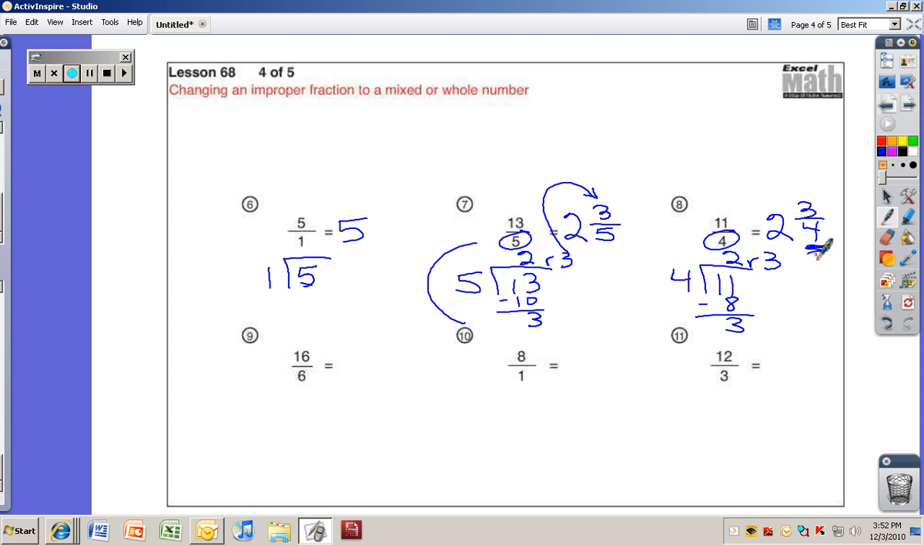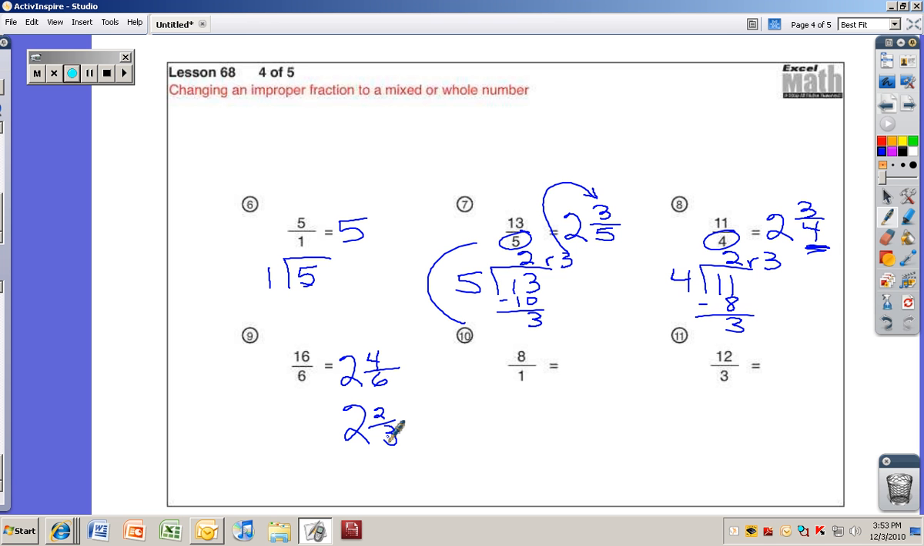Okay, let's see if these guys, the giggle boys in here, can help me with 16/6. What do I do for this one? 16 divided by 6. How many times does 6 go into 16? 2 times. Okay. What's 2 times 6? 12. And what's the leftover? 4. 2 and 4/6. Good. And can I reduce that? Yes. 2 and 2/3. Eli got it.